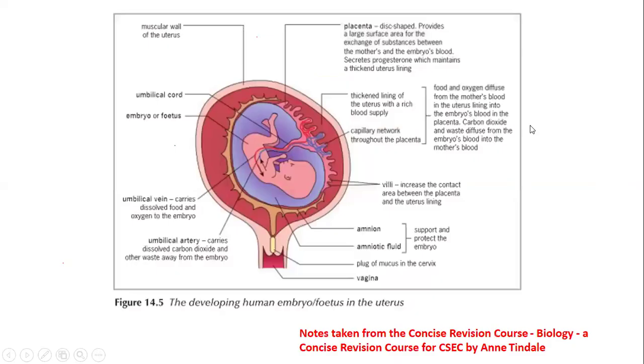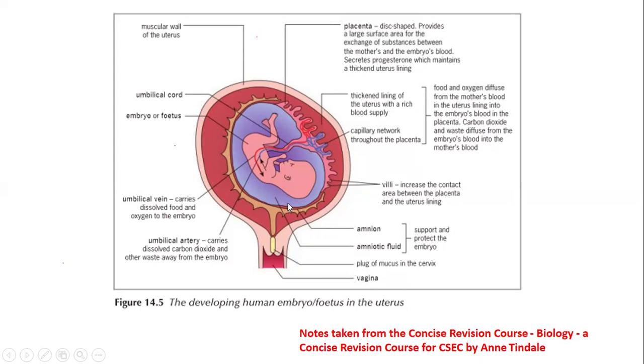Make sure we are familiar, guys. Then now we have the developing human embryo or fetus. Again, guys, pretty straightforward. The placenta provides a lot of services for exchange of substances between the mother and the child. We have the thickening uterus with rich blood supply, capillaries, guys, which you can see here. And we know food and oxygen from the mother's blood in the uterus lining goes to the child. Carbon dioxide is diffused from the embryo into the mother's blood so the mother can get rid of the waste for the baby. Villi increase the contact between the placenta and the uterus lining.